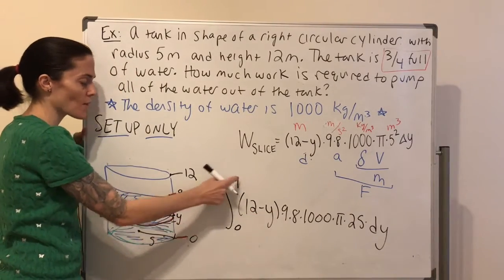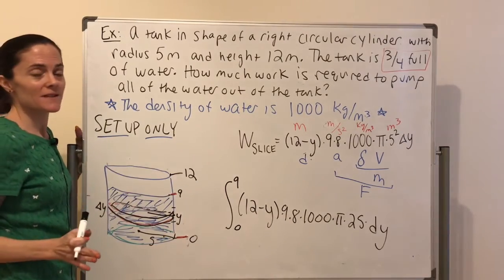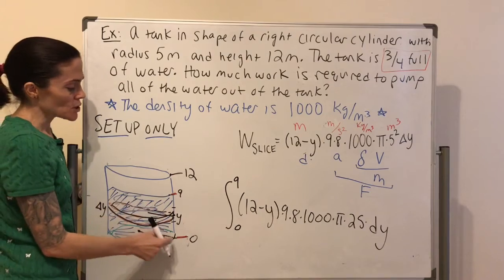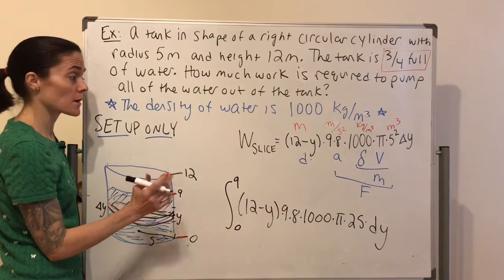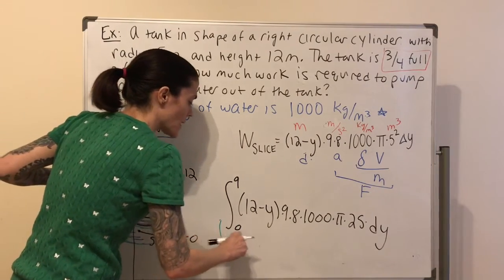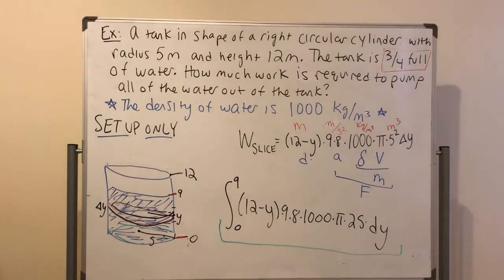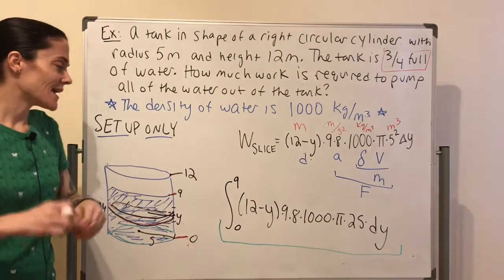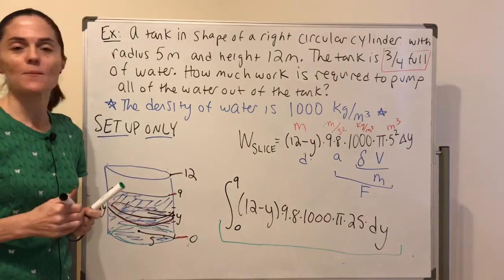In fact, if you go all the way up to 12, as I mentioned, it's like if the water was all the way to the top of the tank. It's not, okay? So you just integrate 0 to 9. This is how the limits of integration work. Okay, well, this is our answer here. This integral calculates the total work and would be in joules, right, which we verified thinking about the slice.